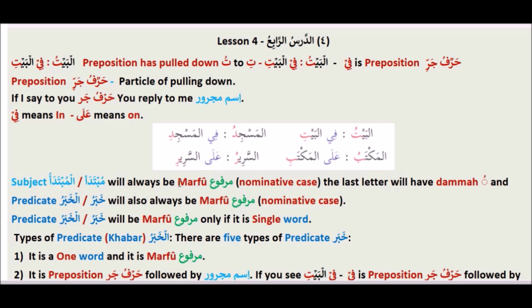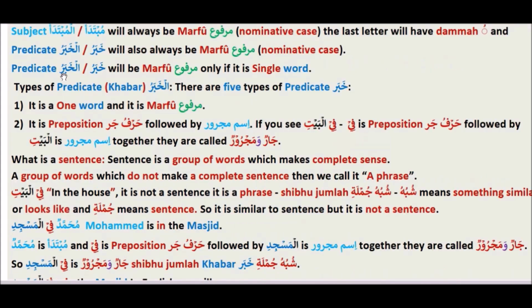As discussed again and again, the subject is always marfu. It will have a dhamma on the last letter and it will be definite. The predicate will always be marfu and most of the time indefinite. The predicate will be marfu only if it is a single word. Types of predicate, al-khabar. There are 5 types of predicate, khabar.